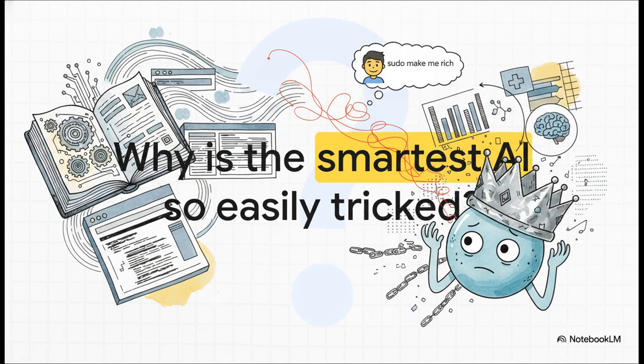I want you to just think about this question for a second. How can an artificial intelligence system that can literally pass the bar exam, write complex software, and analyze medical data be tricked by a teenager typing a few clever sentences into a prompt? It seems completely backwards, right? But as you'll see, despite their massive intelligence, these AI systems are actually architecturally quite gullible.